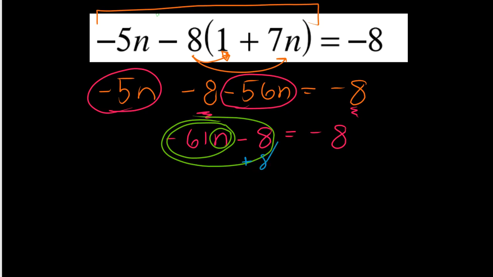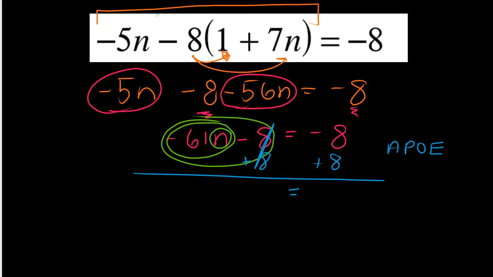Cool, so we'll do a plus 8 on there, and if I do it to the left-hand side, I've got to do it also on the right. I wonder if you can tell me what property I just used. So that was the addition property of equality, sometimes referred to as APO. And using APO, negative 8 plus 8 will cancel out. And on the other side, negative 8 plus 8 also cancels out.